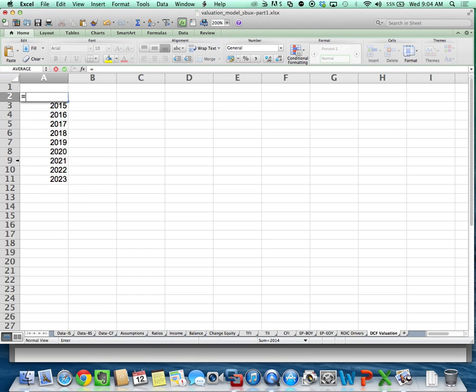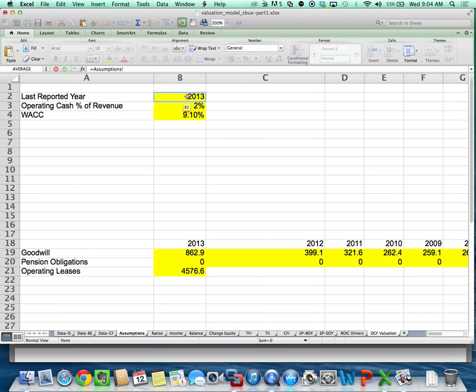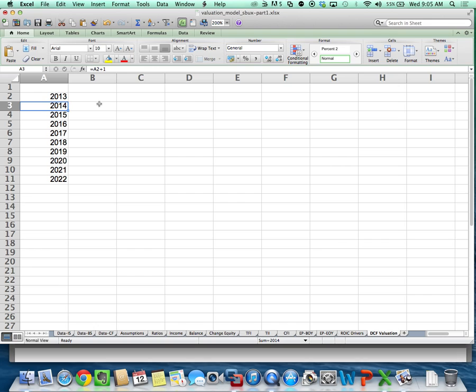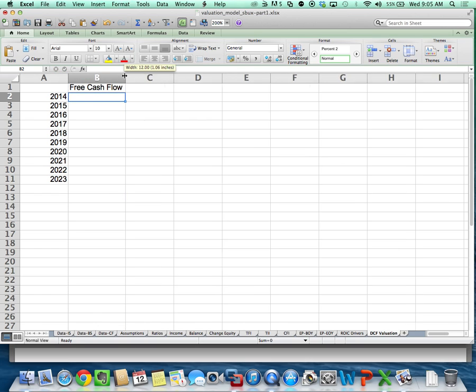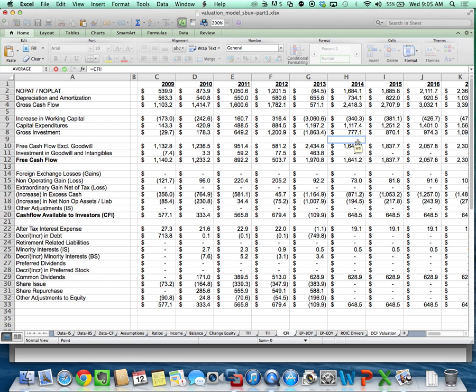I could also reference it off of the Assumptions tab, off that last reported year, and then just make that plus 1. So I either choose the first forecasted year or last reported year plus 1, but I need the first year of the forecast for free cash flow. And then what I specifically need next is my free cash flow forecast for each one of those years. Right? So equals, from my CFI, my 2014 free cash flow.